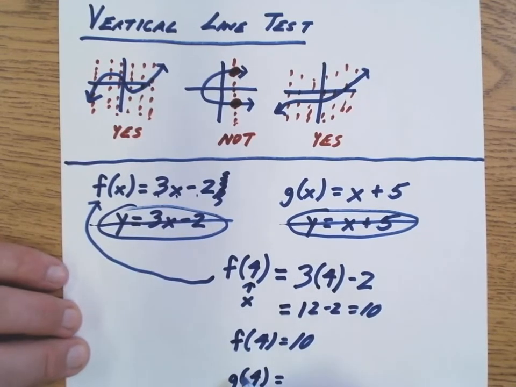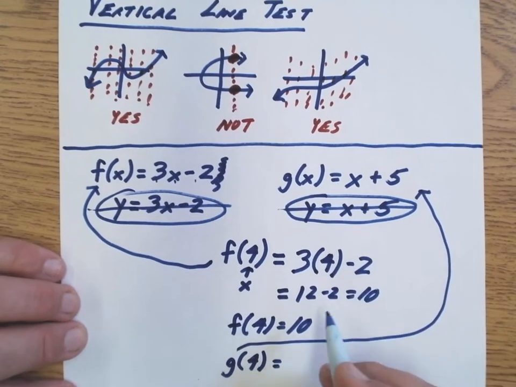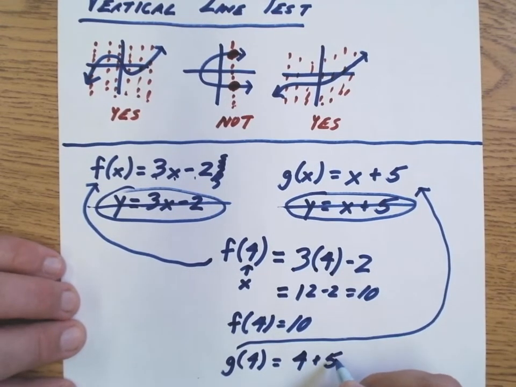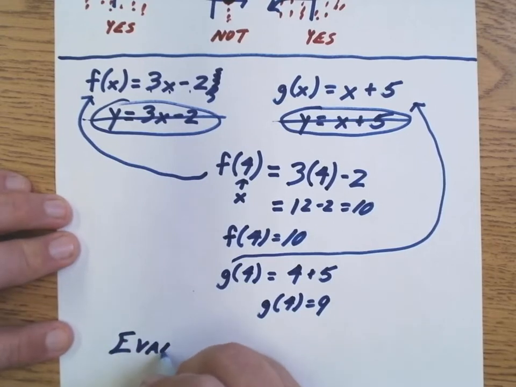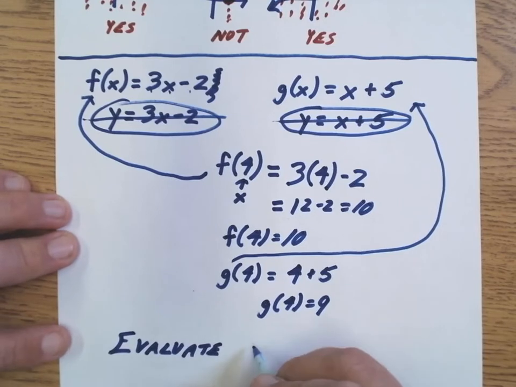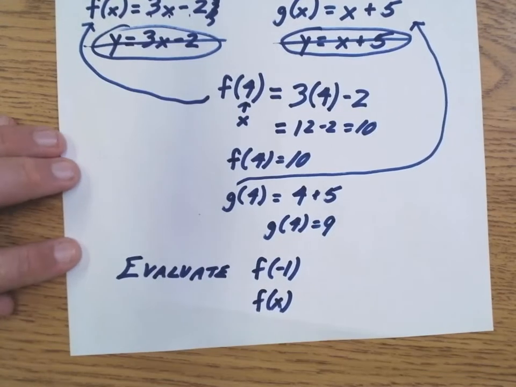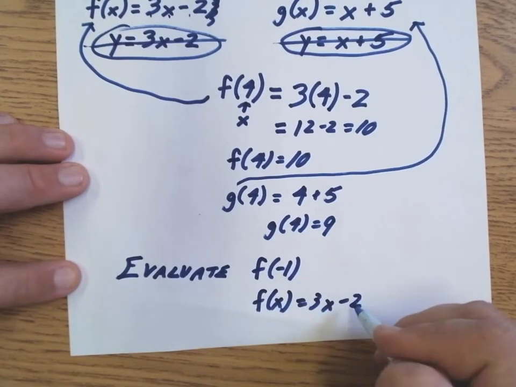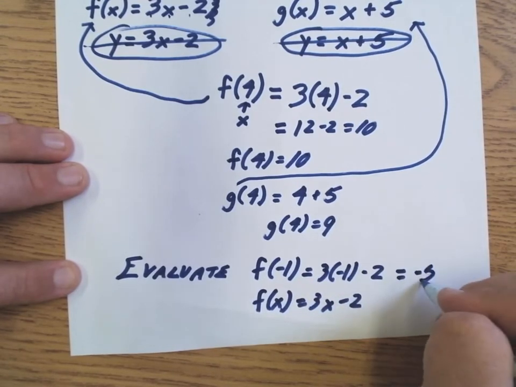Let's do g of 4. For g of 4, I have to use the g function, which is this one right here. Where I see an x, I put in 4. 4 plus 5, and g of 4 would be 9. That's what I'm trying to do with functions. We call this evaluating the function. If I said evaluate f of -1, you would take f of x, which is 3x minus 2, and every time you see an x, you would put a -1, which gives us -5.